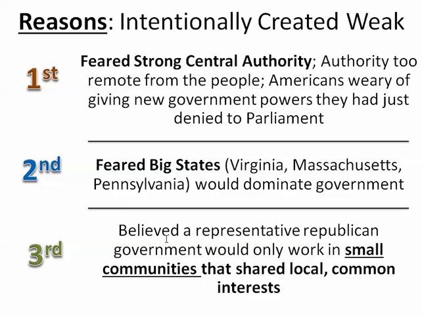Third, they believed that a representative republican government would only work in small communities that shared local common interests. In other words, how could Great Britain and King George III know what they need when they're 3,000 miles away? If we created a government here under the Articles and put it, say, in Philadelphia, how would a government in Philadelphia know what Georgia residents need? So local, common, small communities in a small representative republic is what we needed, and those are the three reasons why they intentionally created this weak government.